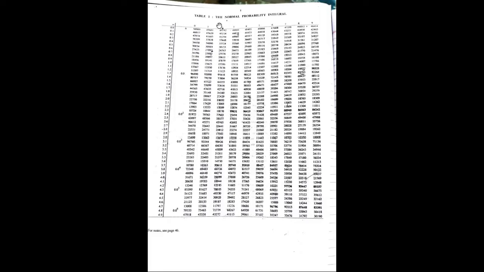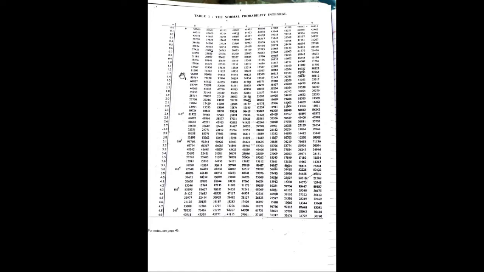This table is called the normal probability integral table. In this table, the column numbers start with 0, 1, 2, 3, 4, 5, 6, 7, 8 and 9, and the row numbers are 0.0, 0.1, 0.2, 0.3, 0.4 up to 4.9. There are some specific things we have to remember in this particular table.